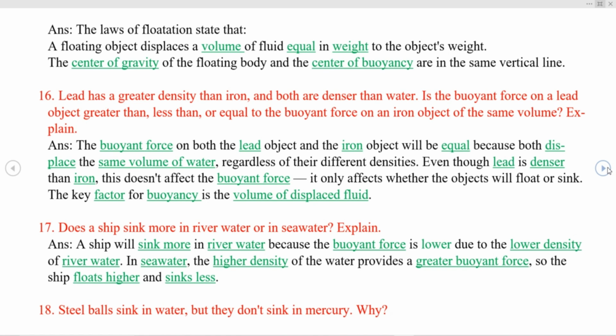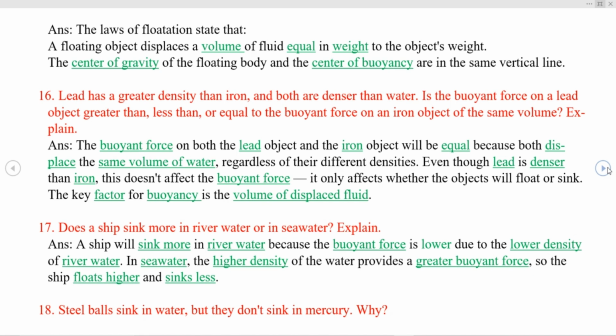Another question we have is: does a ship sink more in river water or in sea water? Explain. A ship will sink more in river water because the buoyant force is lower due to the lower density of river water. In sea water, the higher density of water provides a greater buoyant force, so the ship floats higher and sinks less.